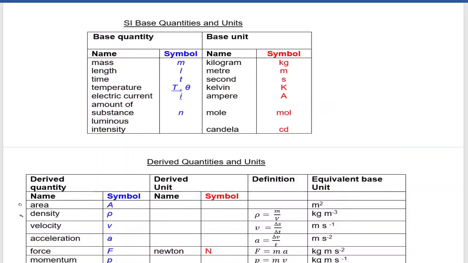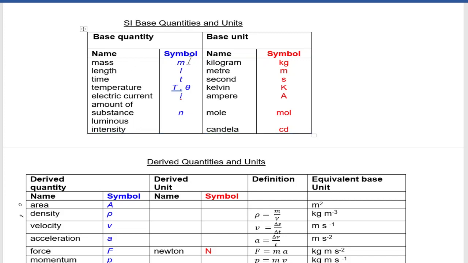Right, so base quantities, there are about 7 base quantities, and these are fundamental, that just occur in nature. They are not derived from anywhere else, so they just occur. These are mass, length, time, temperature, electric current, amount of substance, and luminous intensity.